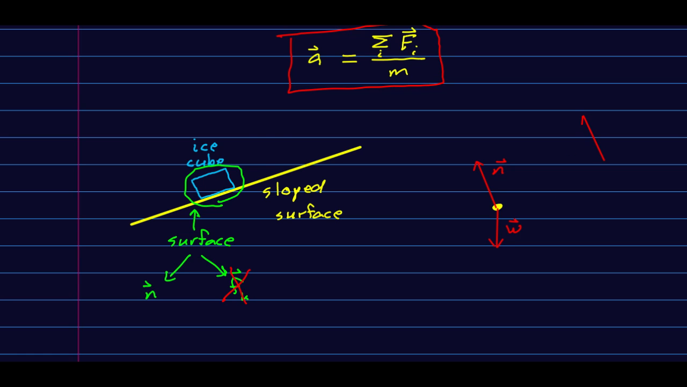We'll have the normal. And we need to get a result parallel to the surface, and so the weight must be of the right size compared to the normal to give us something that points, you can see, down the slope. And so there's our F net. F net points down the slope. And so that's the direction that the ice cube will accelerate.